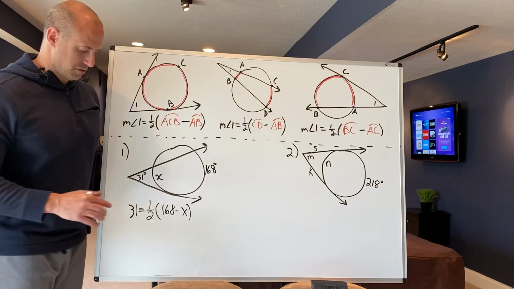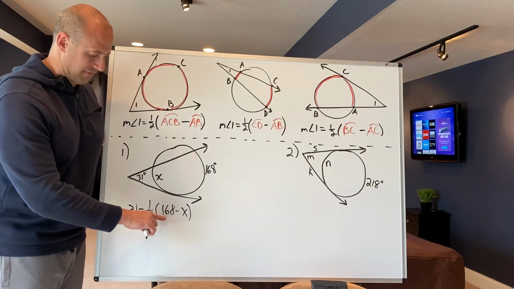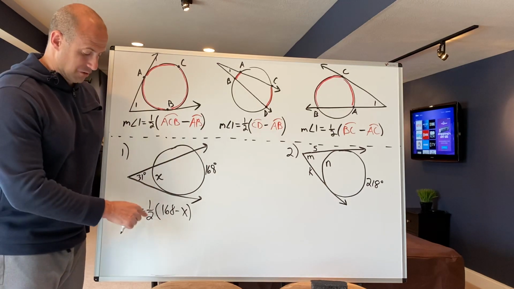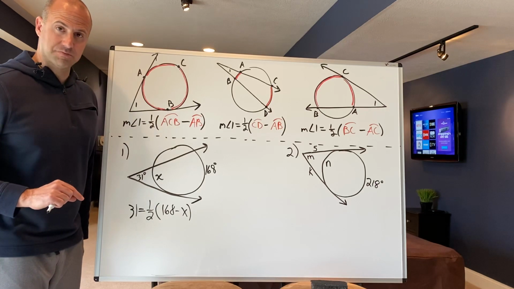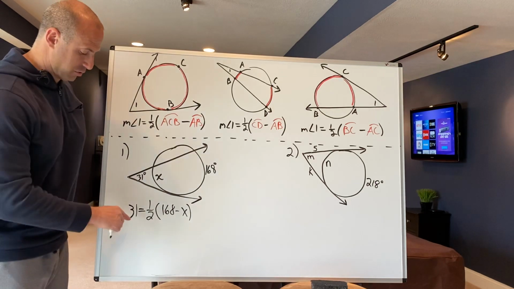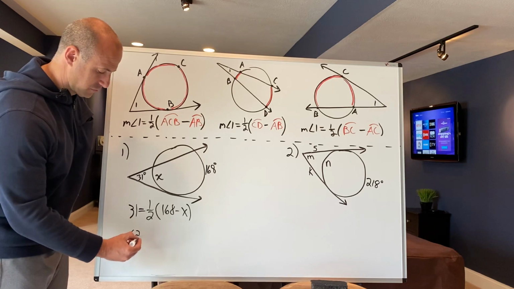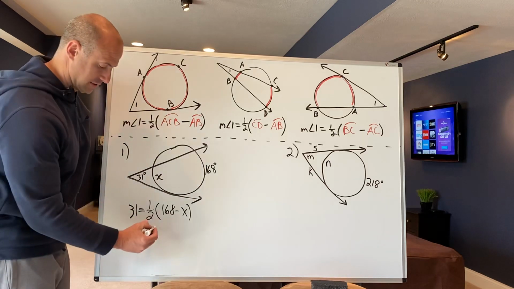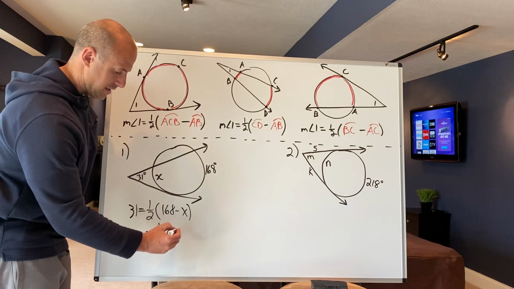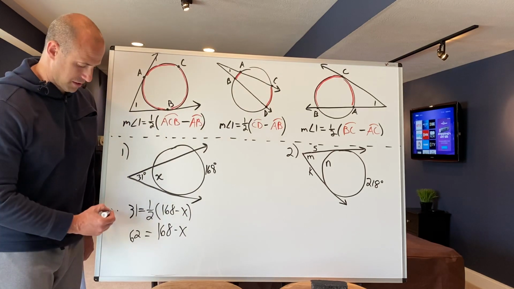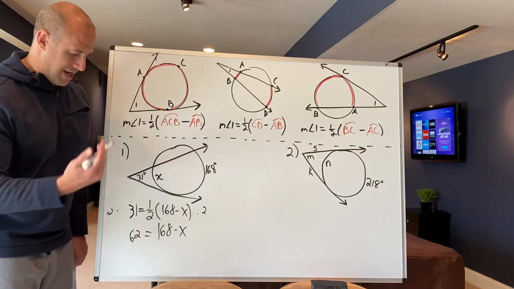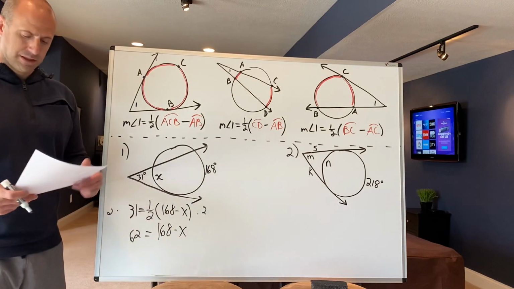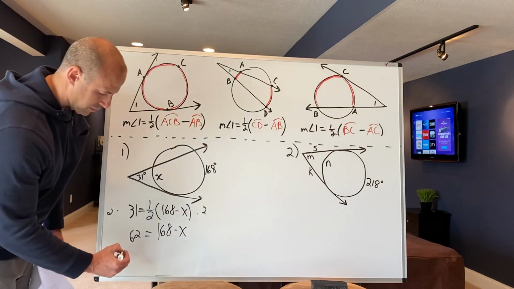Now, there's a couple ways you could do this. Some of you are probably going to want to distribute that half with both numbers. I think that's messy. Here's what I would do first. You could get rid of this half by multiplying both sides by 2 right now. When you double the left side, you get 62. And when you double the right side, that half cancels out and you're just left with 168 minus x. All I did there was multiply by 2. Now I think you can do the arithmetic from there. If you bring the 168 over with the 62 and then get rid of the negative, you finally get 106.